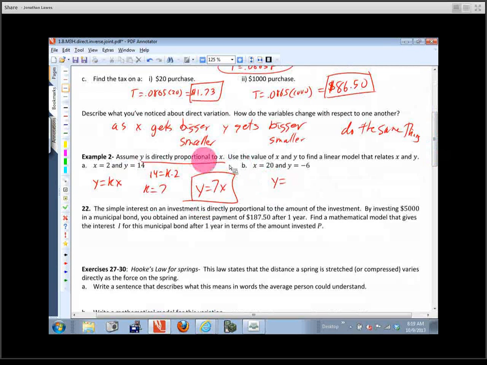Again, y is directly proportional to x, so this would be y equals kx. We get out a -6 when we put in a 20. So that means k would be -6 over 20, or we could write that as -3/10. So our model would be -3/10 for k, and that would be it right here. What would this look like if we graphed it? Any ideas? Raymond? What's that?